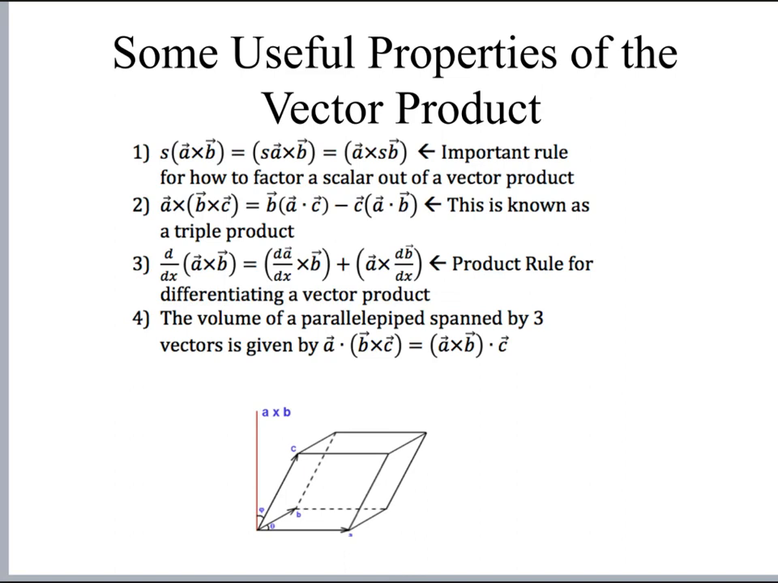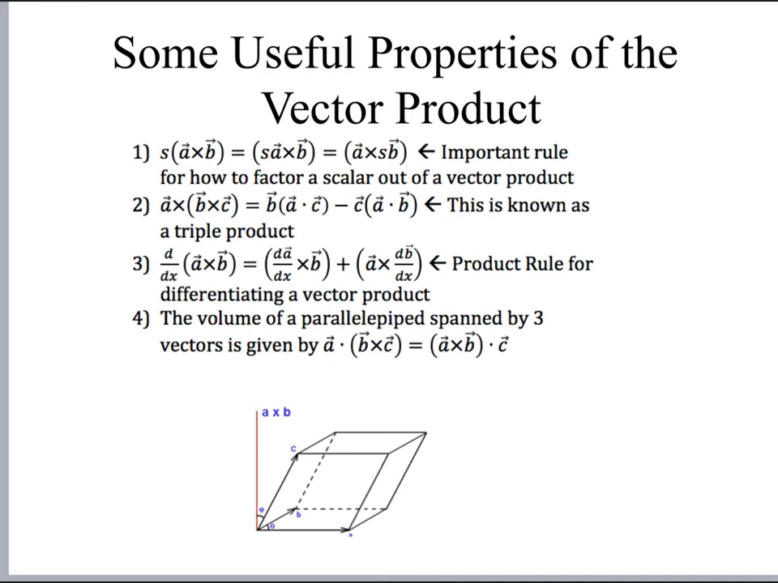Just like we saw with the scalar product, this next one shows us that if I take a derivative, you simply do the normal product rule. So it'd be the derivative of one crossed into the other, plus the one crossed into the derivative of the other. So that's the product rule for differentiating a vector product.